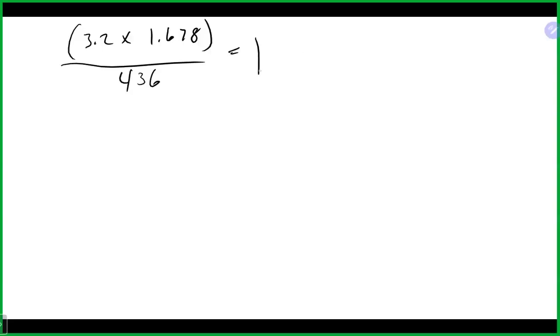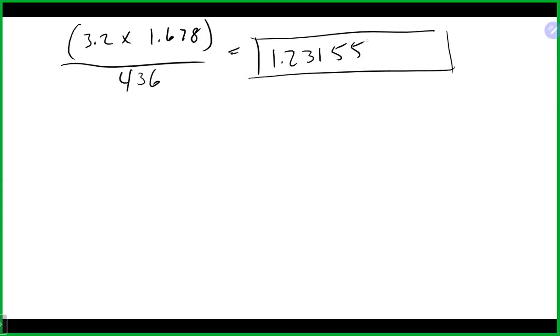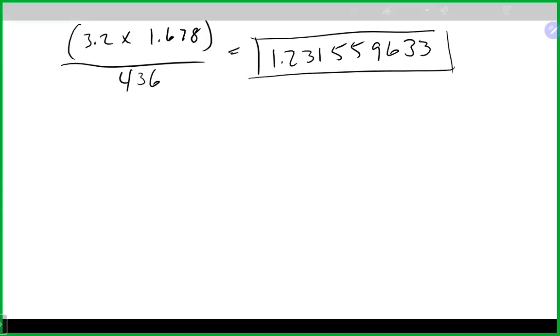Now, if you had a combination of something you're doing, like, you take 3.2 times 1.678 divided by 436, and you put all that into your calculator, 3.2. By the way, I would probably not put it all in at once, just so you know. And we divide that by 436. On our calculator display, you got something like 1.23155963, basically. So we did multiple steps in this case.